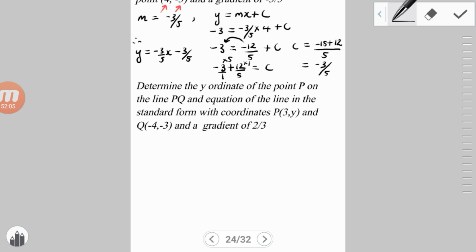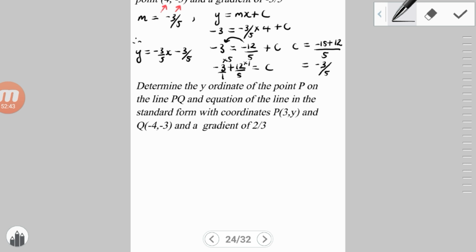Alright, now here's a very interesting one now. We are now looking at similar questions where we are finding the ordinate value in an equation. Alright, so here, determine the y-ordinate of the point P on the line PQ and the equation of the line in its standard form with coordinates, say here, we're looking for the y-ordinate, correct? So the standard form with coordinate values P(3, y) and Q(-4, -3) and a gradient of 2/3.